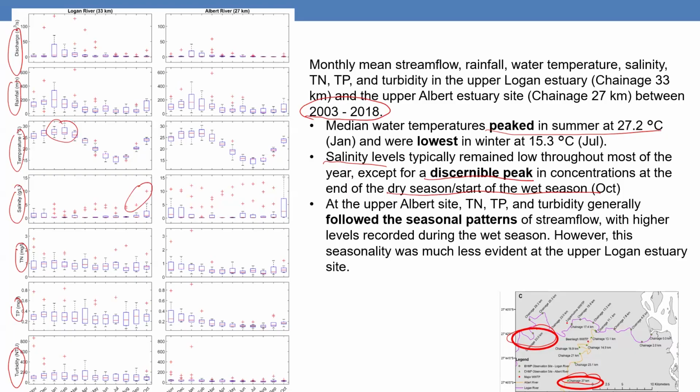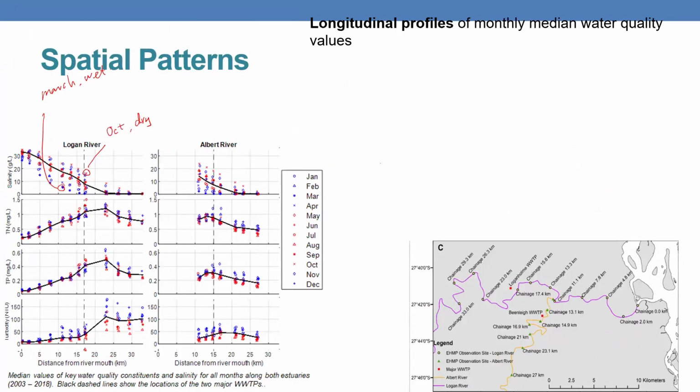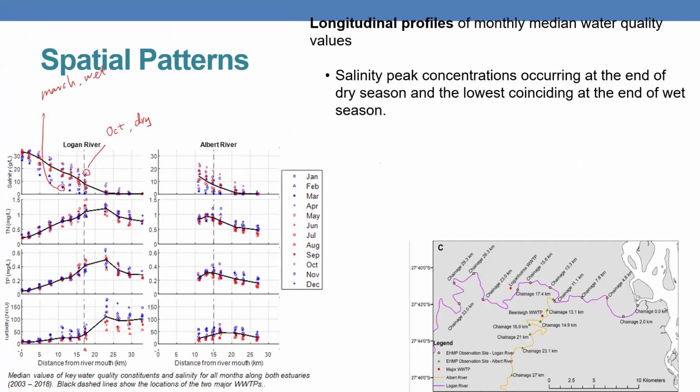And also for the Albert River, for the TN and the TP, most of the time they are quite consistent. So that's the seasonal variation. We try to understand the system. And then we look at this one.